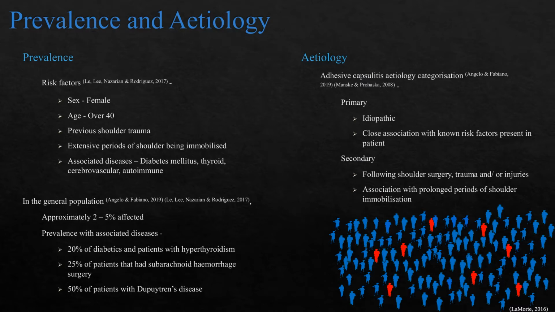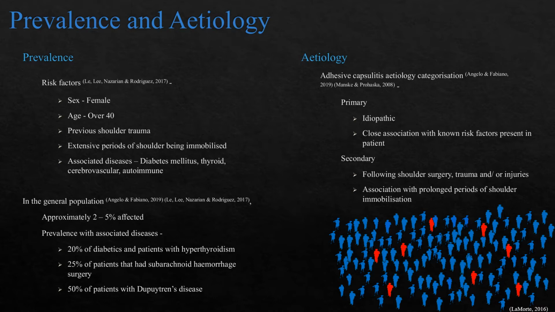Before talking about prevalence, it is also important to mention risk factors. The main risk factors are sex, with approximately 70% of the affected population being female, and age over 40, with 84.4% of the affected population being between 40 and 59. Previous shoulder trauma, such as surgery or injuries, and extensive periods where the shoulder has been immobilized are also risk factors.